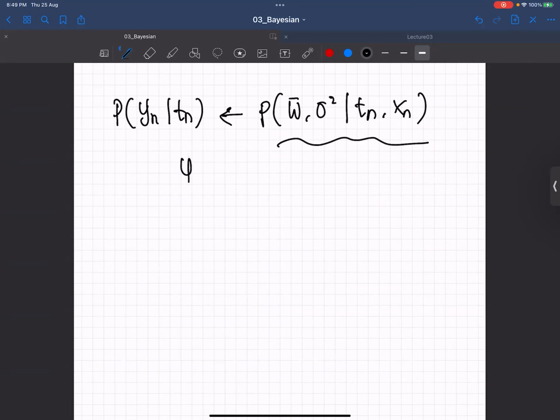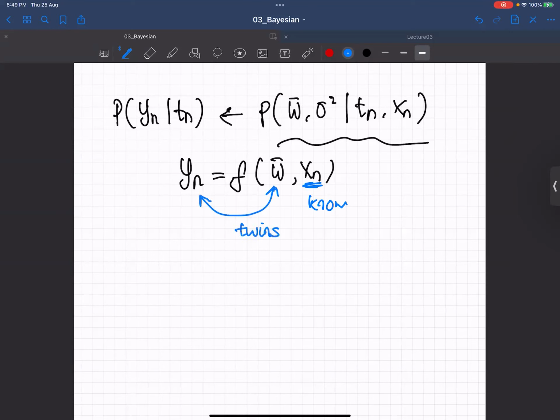But we know that yn equals a function of w bar and xn, and xn is given, is known. So that's what I said, that w and yn become twins. They can represent each other, they can swap. So that's why I swapped this one with yn. And because xn is already known, I don't really write yn here because yn is already here.